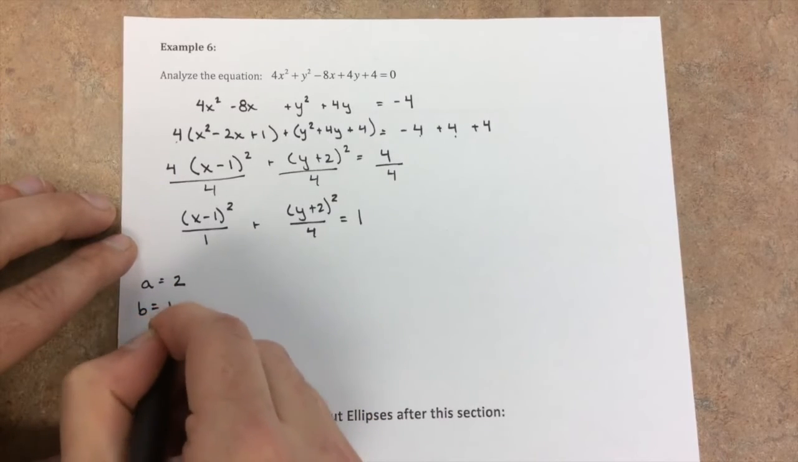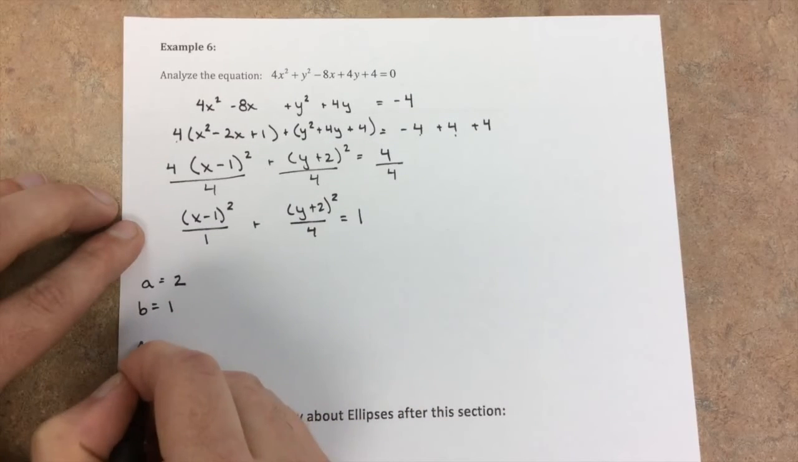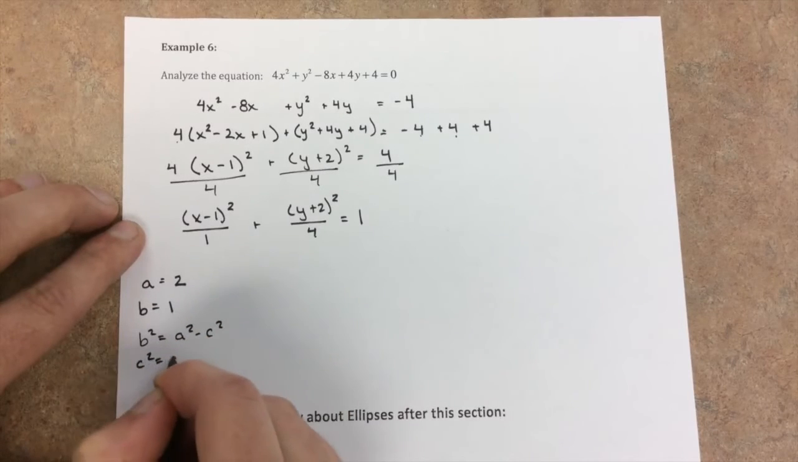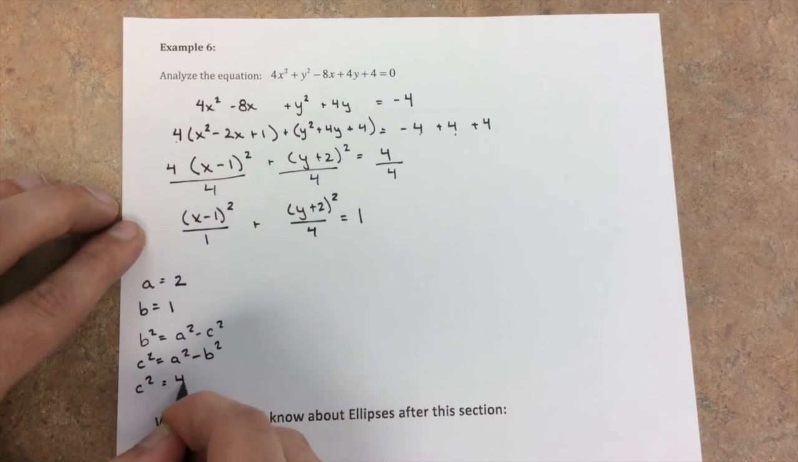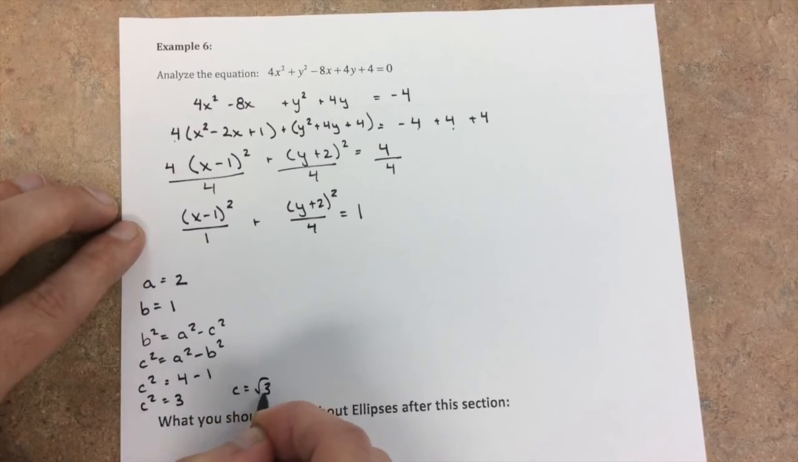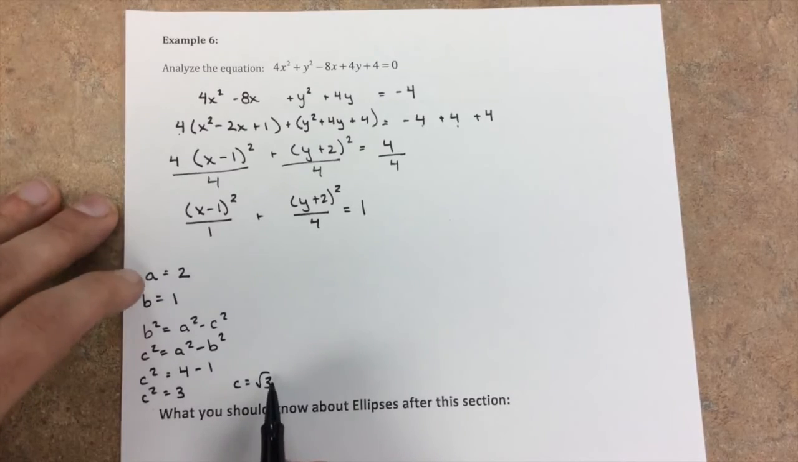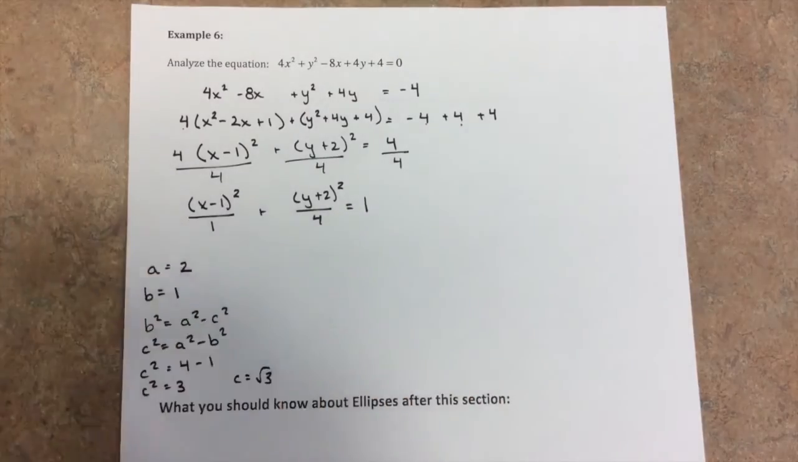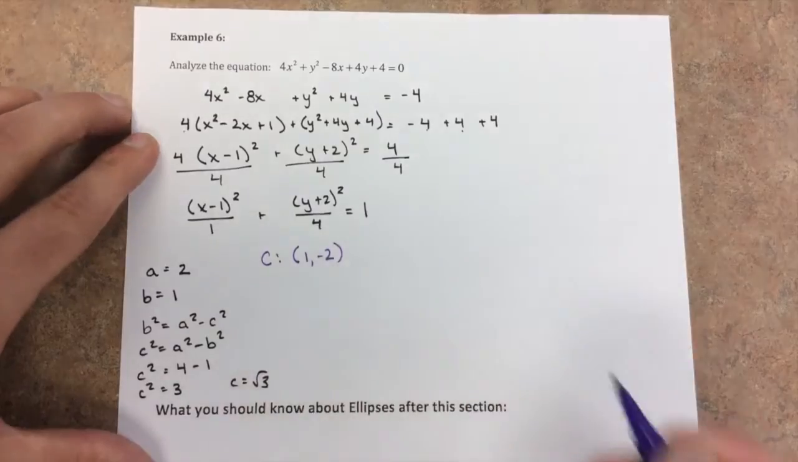Our b equals 1. So for our c, b squared equals a squared minus c squared, or c squared equals a squared minus b squared. So our c squared equals 4 minus 1, which is 3. So c equals the square root of 3. That's not that pretty, but it's just under 2. It's like 1.86. Our center here is at 1, negative 2.